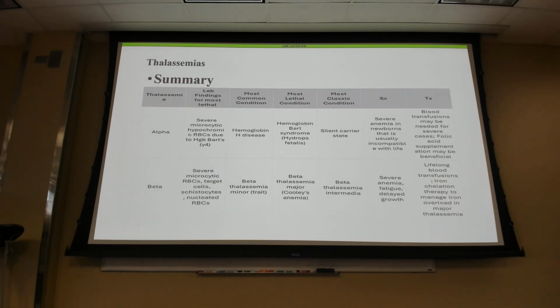All right, there's your summary slide for your thalassemias. Hemoglobin H, hydrops fetalis, otherwise known as Bart's hemoglobin. That's another term you'll see associated with hydrops fetalis. Bart's hemoglobin. Silent carrier states, and then the beta thal, the Cooley's anemia. Iron chelation therapy, iron overload.